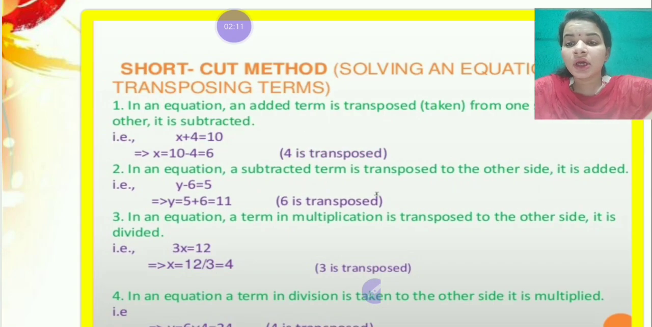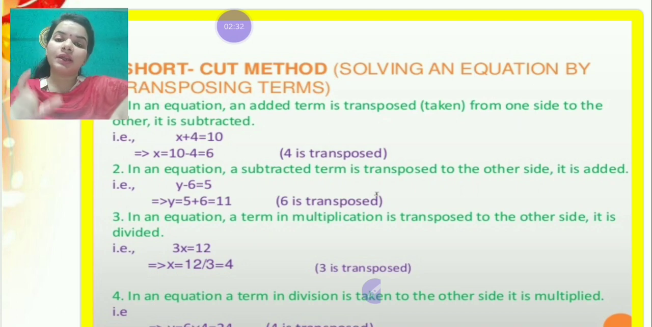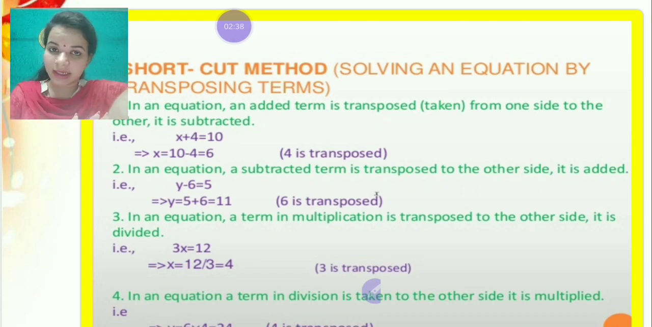Now, there are some rules of transposition. In an equation, if an added term is transposed from one side to the other, it is subtracted. Transposed basically means taking. If in any equation you are taking any term from one side to the other side, it means you are transposing the term. Then if the term is in addition, while going to the other side, it will be in subtraction. You have to do the opposite here.